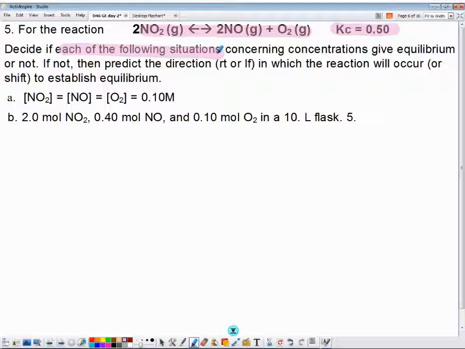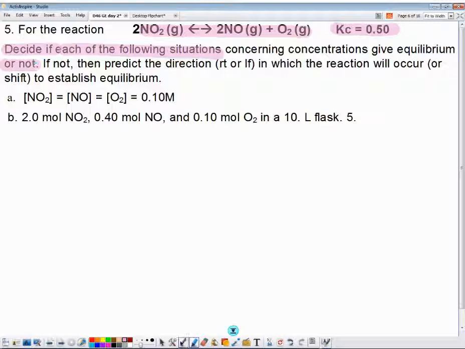Now, when you see that verbiage, decide if equilibrium or not, you need to tell yourself Q. This is a Q problem. And Q just means same expression as Kc, but I don't know if it equals the Kc value, the numbers I have been given. Might, but might not. You have a third of a chance of it being yes, 2/3 of a chance of it being no, and then you have to decide which way it shifts.